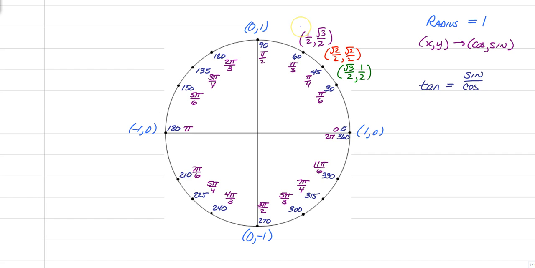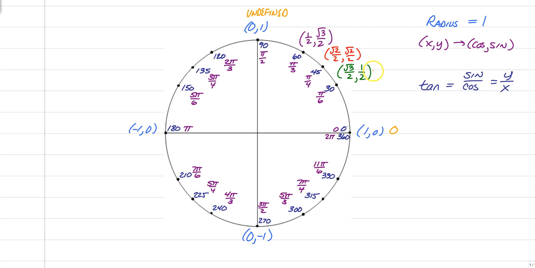So every single one of these coordinates also has a tangent value. How do we find them? Well, tangent is y divided by x, because remember, cosine is x, sine is y. So we just have to do y divided by x for all of these. So we'll go get our tangent values right now and write them off to the side. So y divided by x, so 0 divided by 1 is 0. 1 divided by 0, we can't divide by 0, so this is actually undefined.